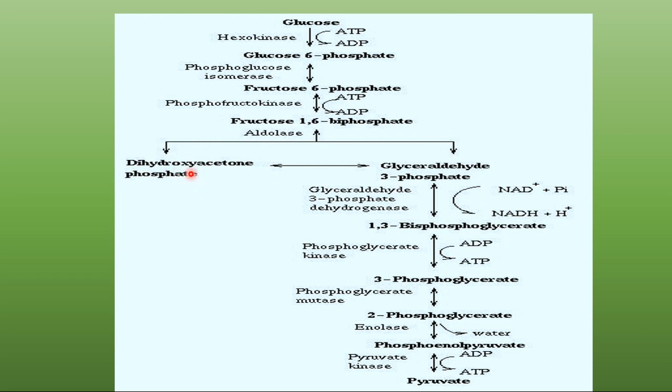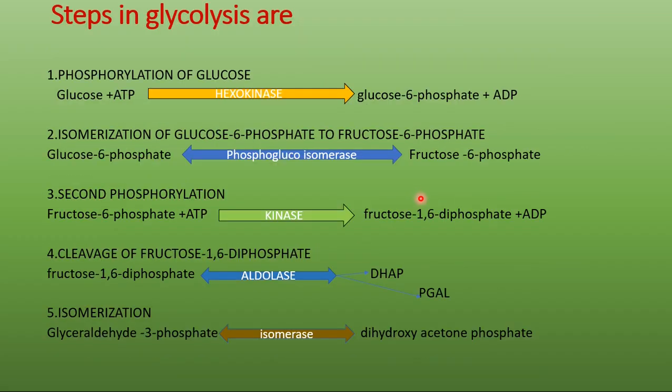One is going to be dihydroxyacetone phosphate, simply called DHAP, and the other glyceraldehyde 3-phosphate, which we also call phosphoglyceraldehyde, PGAL. And the enzyme involved here is aldolase. So the aldolase enzyme is going to be used to cleave the molecule into two. That's how the fructose 1,6-bisphosphate is cleaved into dihydroxyacetone phosphate and glyceraldehyde 3-phosphate, with the help of an enzyme called aldolase.